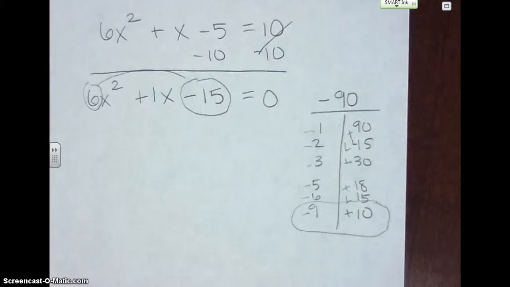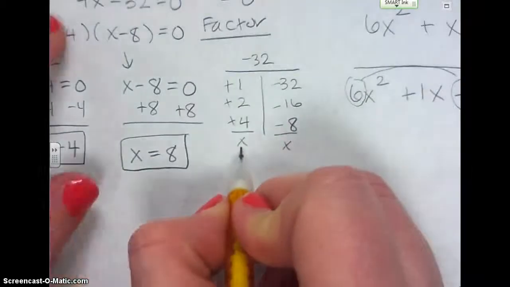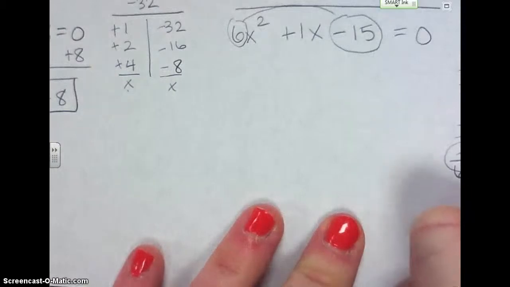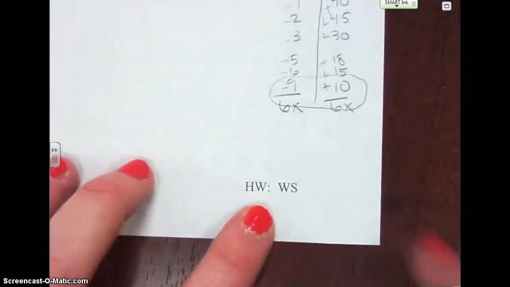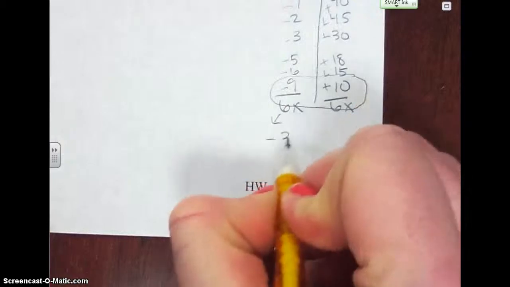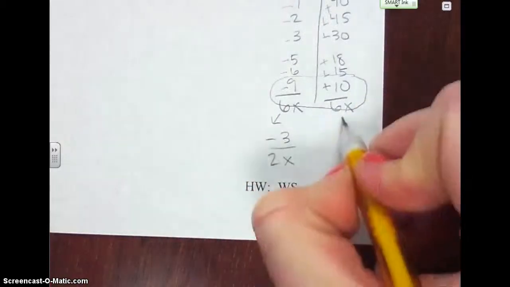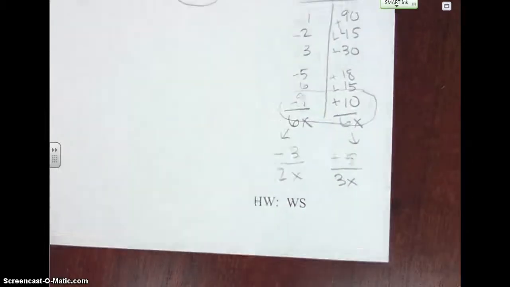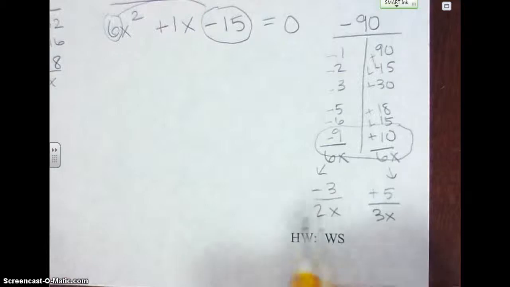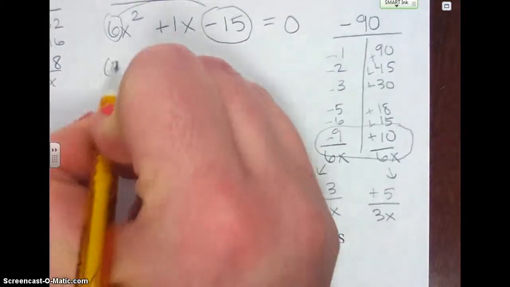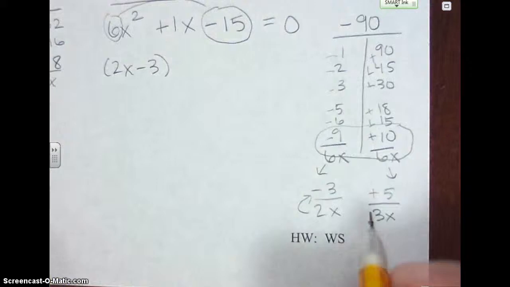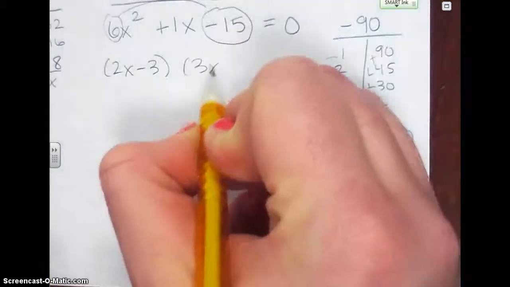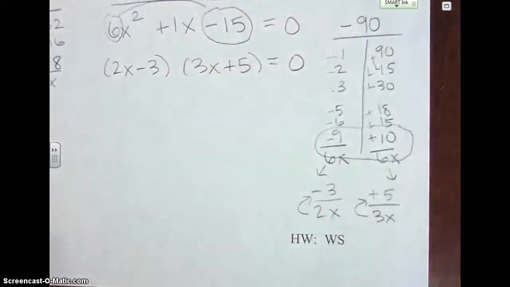6x, right. So on number 7, I divided by just a 1x because it was just an x squared in front. This one, though, you have to divide by a 6x, and then we reduce. So if we reduce this one, negative 3 over 2x, reduce this one, positive 5 over 3x. And so then you write that starting at the bottom. So 2x minus 3, and then this one would be 3x plus 5 equals 0.